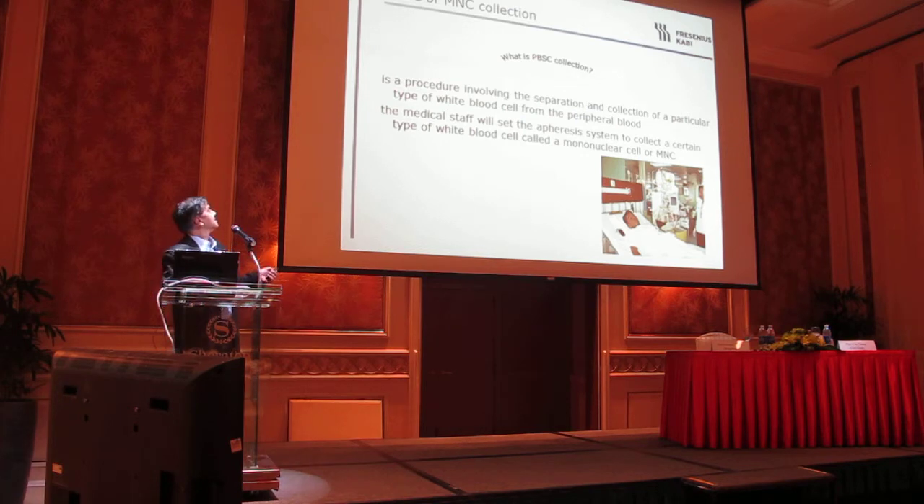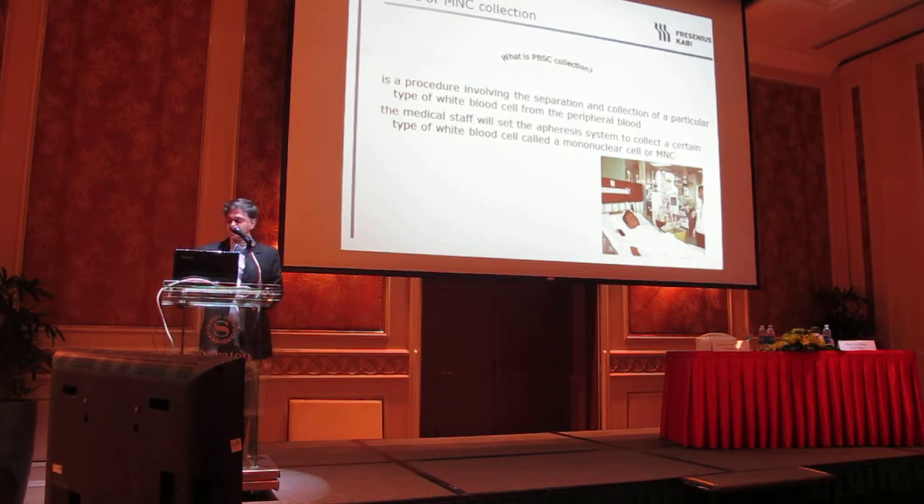So what is stem cell collection or peripheral blood stem cell collection? It is a procedure involving the separation and collection of particular white cells from the peripheral blood. And the medical staff of any blood center or apheresis unit will set up the apheresis system as shown in the picture here to collect a certain type of white cell which is known as a mononuclear cell.